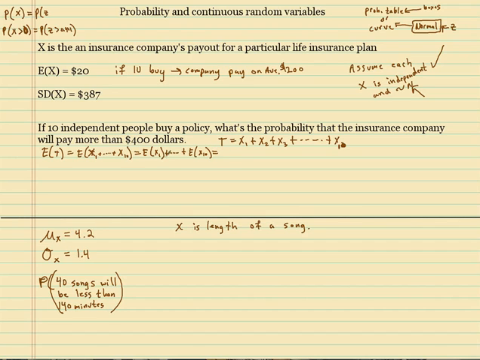For each person, the company has to give $20. So they have to give $20 to 10 people. So like we were saying, you have 10 of these, so this should be $200. Okay, so the harder one is the standard deviation.